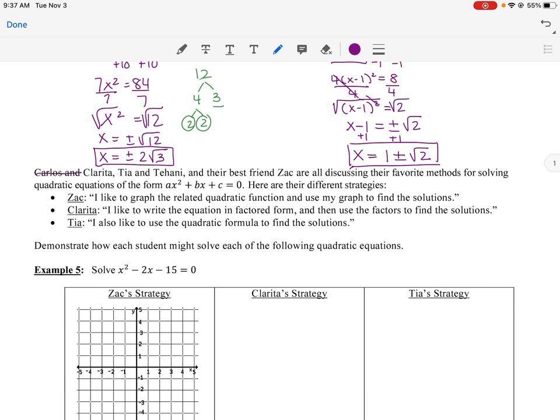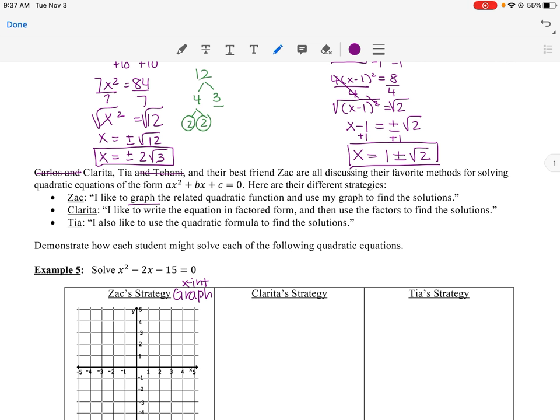So it's just Clarita, Tia, and their best friend Zach, who are all discussing their favorite solving methods of the quadratic equations of the form ax squared plus bx plus c. Here are their different strategies. Zach likes to graph. So Zach is going to graph everything and then find the solutions. So he's going to be looking for the x-intercepts on his graph.